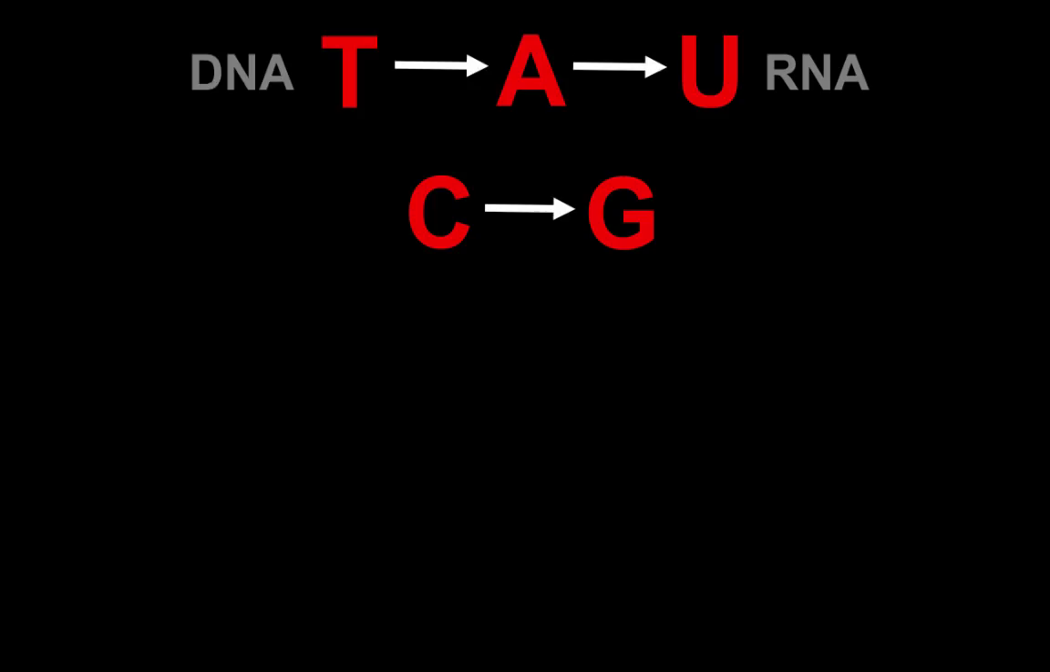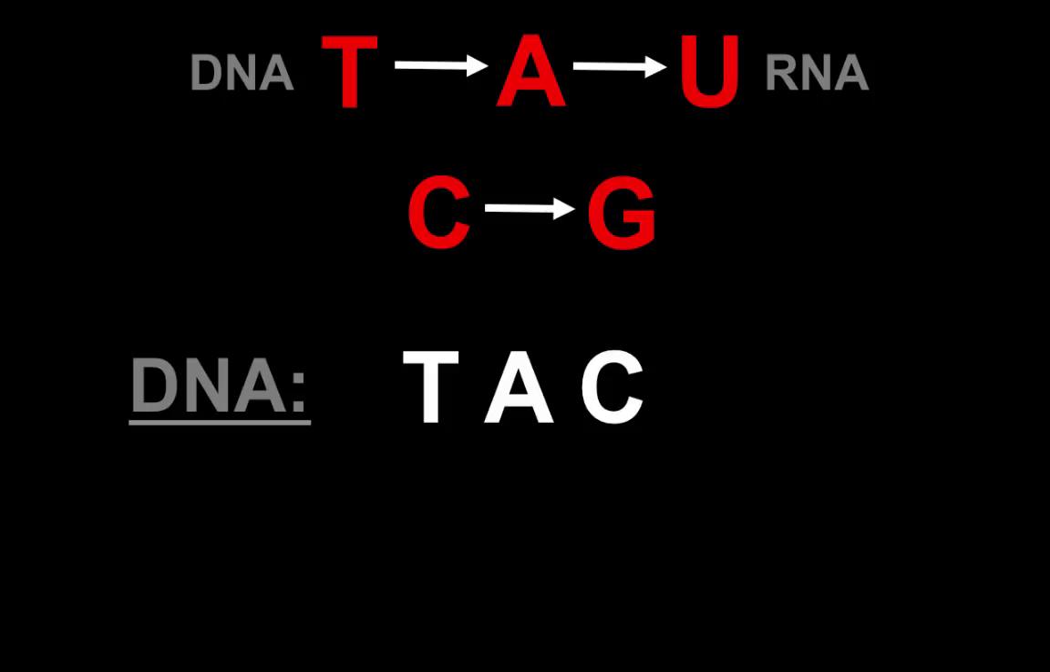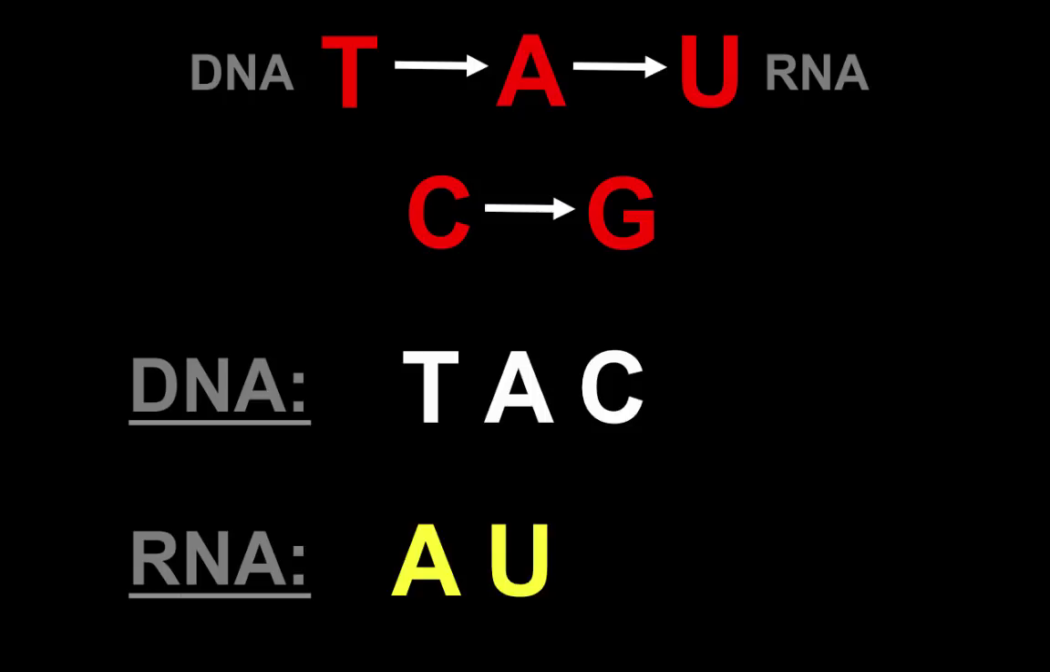So remember, in DNA we have T's, in RNA we have U's. So for example, if in my DNA I have TAC, that's a codon. My RNA, the complementary RNA sequence, is going to be A, because T still goes to A, U, A goes to U, and C goes to G, so I would have A, U, G.